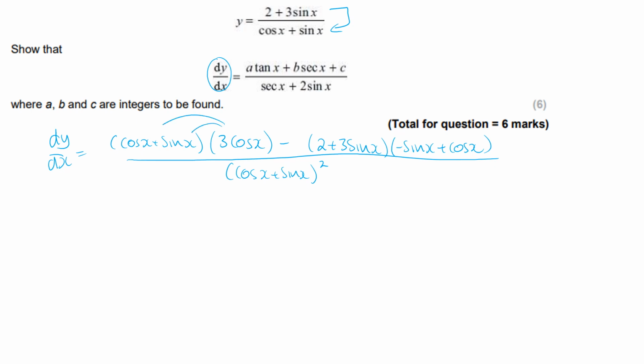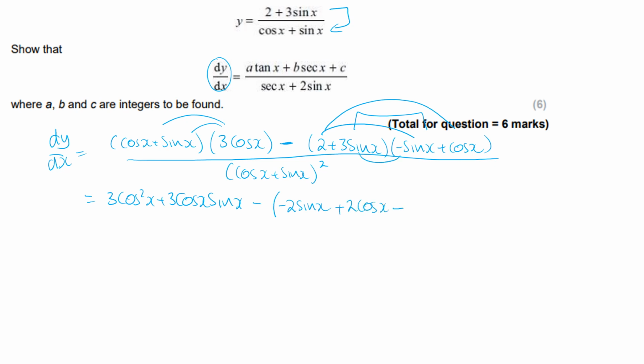So multiplying this out, we're going to get 3 cos squared x plus 3 cos x sin x. Then minus, now these two brackets, we need to minus all the terms. We're going to put some brackets and then just FOIL these out. So it's first, which is minus 2 sin x, then the outers, which is plus 2 cos x, and then the inners, which is minus 3 sin squared x, and then the lasts, which is plus 3 sin x cos x.